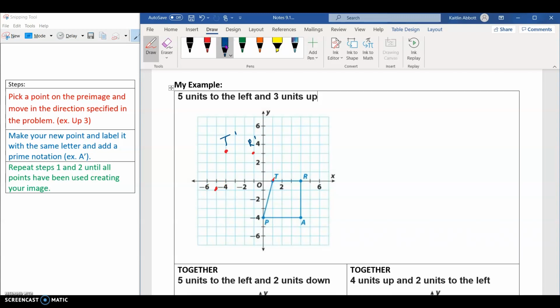And label it with the same letter, P prime. Just a little dot dash there. Well, apostrophe. I keep saying dash or whatever. The line.